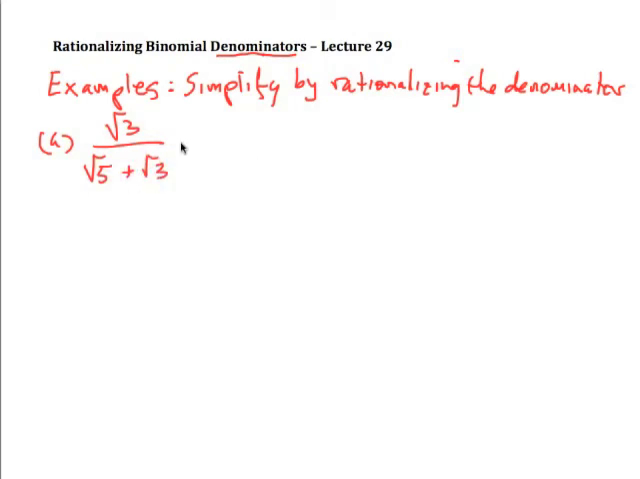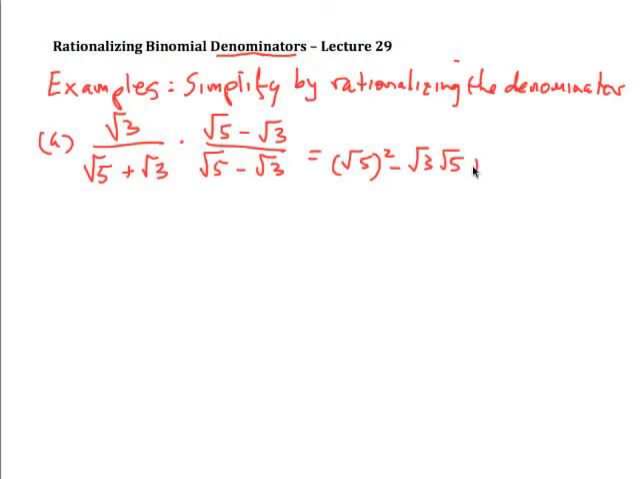Now the way we do this is we multiply it by the difference of these two terms, in other words this term here, and we must do the same to the top. And so we have the difference of two squares here. Notice I have the square root of 5 by the square root of 5, which is the square root of 5 squared, of course. We have a minus root 3 root 5, if we FOIL this out, plus root 3 root 5. And then we have a minus root 3 by root 3, which is squared.